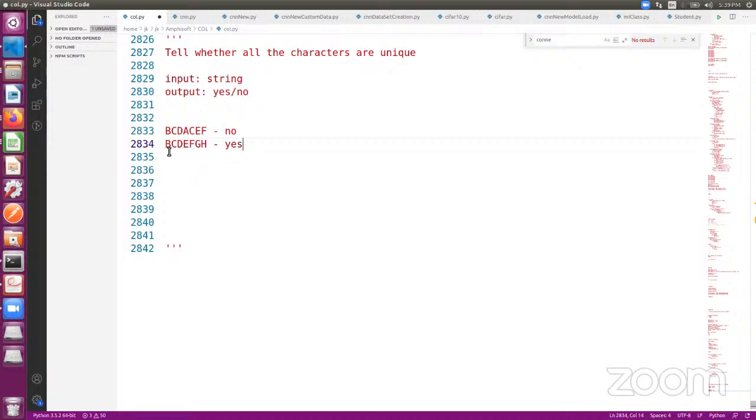Understood this? You take B, compare with all the characters. Take C, compare with all the characters. Take D, compare with all the characters. Why is it n square? Can you explain this?